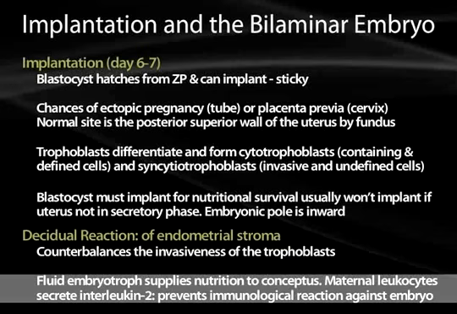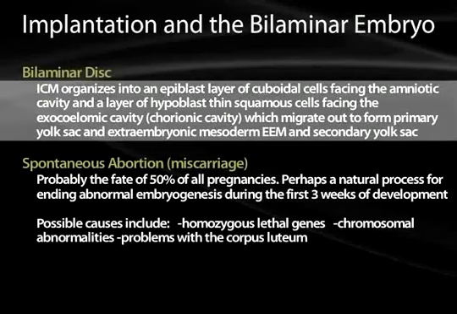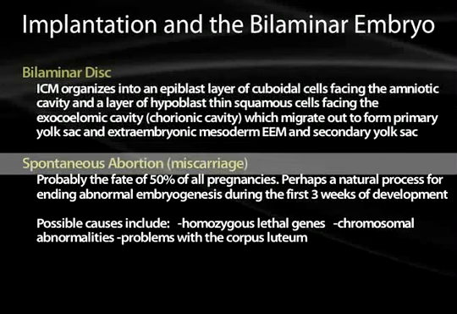Once you have the bilaminar disc, you have the inner cell mass, which will organize into two cell layers, the epiblast and the hypoblast. And they'll start to take in fluid, which will be the extracoelomic cavity or chorionic cavity, as well as the amniotic fluid, which will be at the polar end of the embryo. The extraembryonic mesoderm will migrate out and form the primary and secondary yolk sacs, and those will be derived from the epiblast layers.